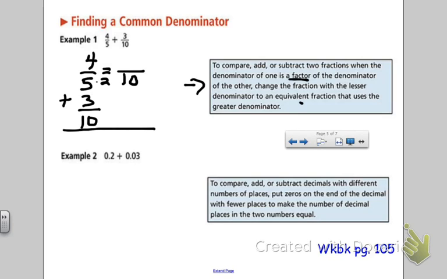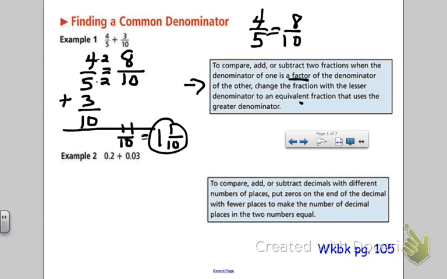You know 5 times 2 gives you 10. Do the same thing to the top. Whatever we do to the bottom, we have to do to the top. And we get 8/10. 4/5 is equal to 8/10. And now we have denominators that are the same. We have 8/10 and we're adding 3/10. 8/10 plus 3/10 gives me 11/10, which if I turn it into a mixed number, I'm going to get 1 and 1/10.